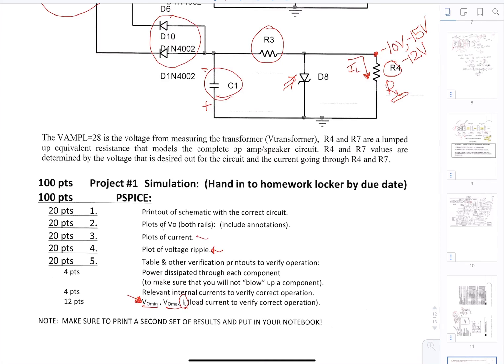And then plot all of the currents. So you want to make sure you know what currents are going through each of the components. And then you also want to see the power in them so that when you build this, you also know that the power is not going to be blowing these up, and you get the right wattage ratings for each of these components.